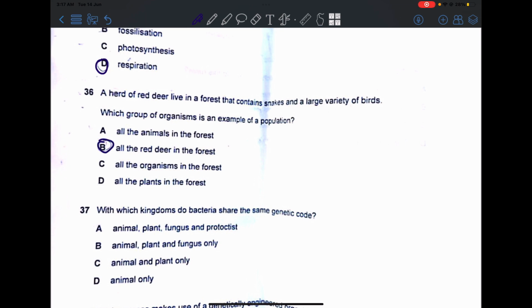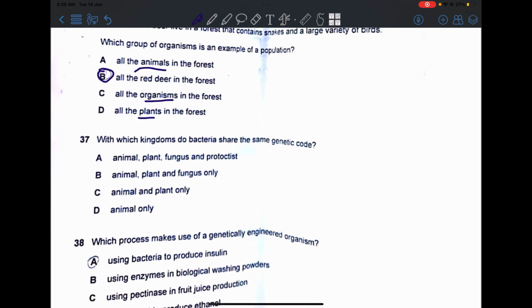Now this is all very wide or general specifications of the animal, but over here it's a specific animal. They said it's red deer, so this is specific. Over here it's just general, like all animals, a very wide variety of animals. All organisms, of course there is a very wide range of organisms, and also plants.